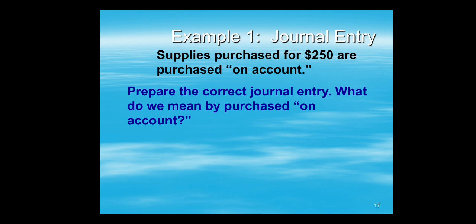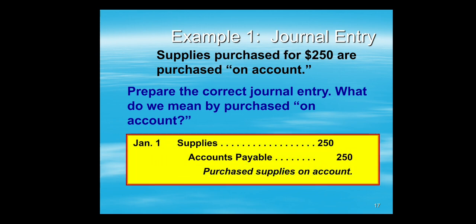So the effect of this transaction on the accounting equation is asset increase $250. The name of the asset is supplies. And then liability increase $250. The account is accounts payable. So then this is the way to do the general journal entry.